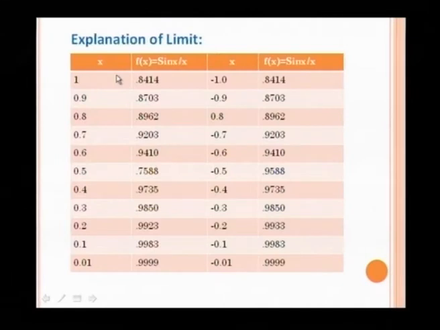For some values in radian mode, when we put different values of x in sin x divided by x, if we put x equal to 1, we get the function value as 0.8414, and the same for the negative value. If we go on putting different values of x in this function, our function value approaches 1. The value at 0.01 is 0.9999, and for all values tending to 0, our function value will move to 1.